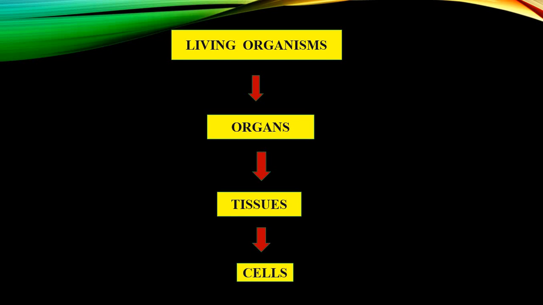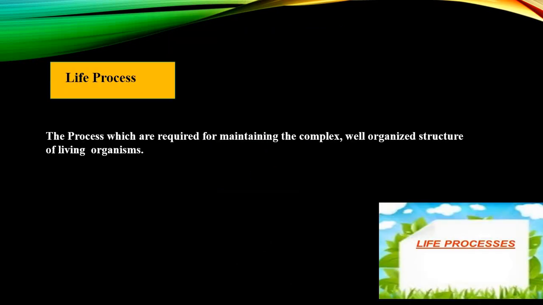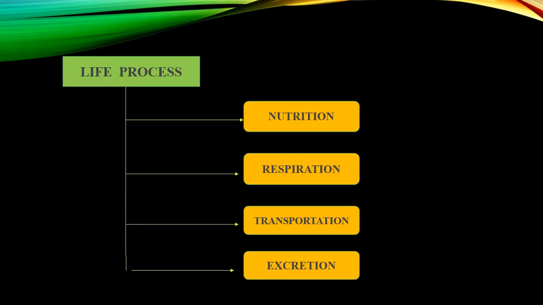Such order of organization of living organisms can be damaged by environmental perturbations. So to retain this complex organization, living organisms need to have some repair and maintenance system. Now all the processes required for maintaining this complex living organization are known as life processes. So, we can define life processes as the processes which are required for maintaining the complex well-organized structure of living organisms. Life processes can be subdivided into 4 sub-processes: nutrition, respiration, transportation and excretion.